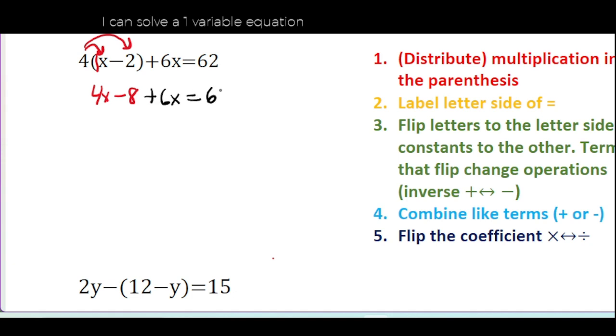Plus 6x equals 62. Okay, so the next step is to label my sides. What I want to do here is decide which one of these sides is going to be my letter side and which one's going to be my number side. Since I already have more variable terms over here, I'm going to make this my x side and this my number side.